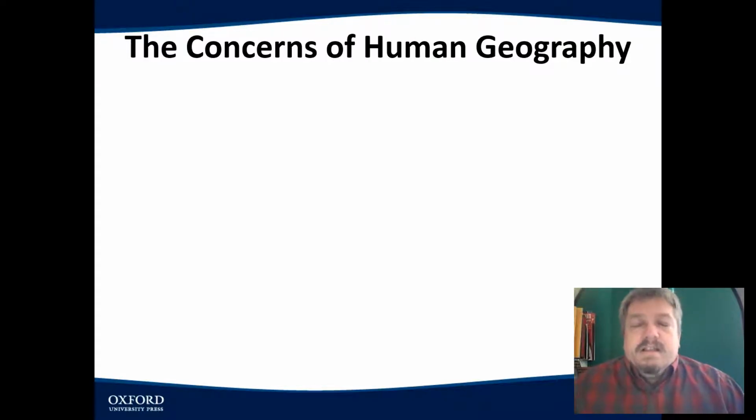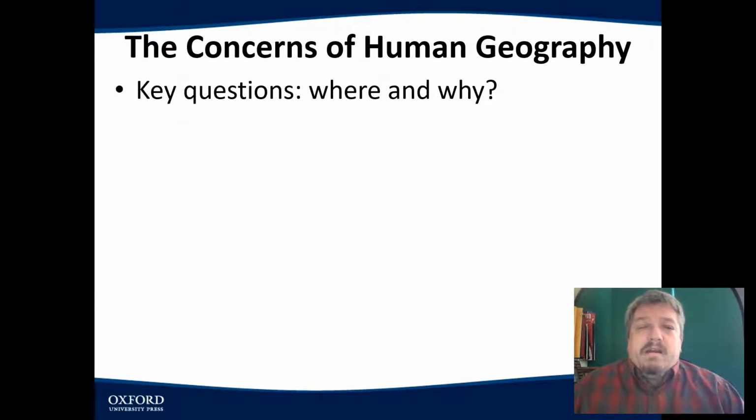So this kind of finishes up. This class is really about human geography in a lot of ways. And so what are the concerns of it? Where, but not only that, why? So where things happen, but why do they happen where they happen?